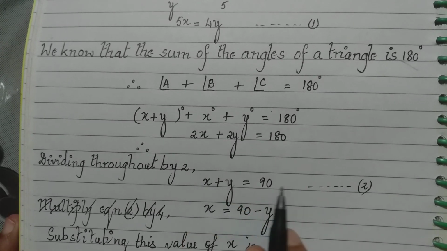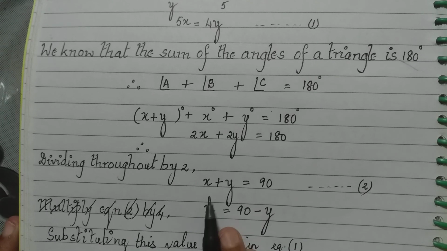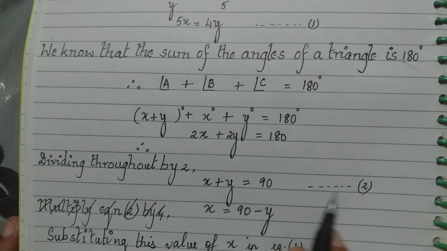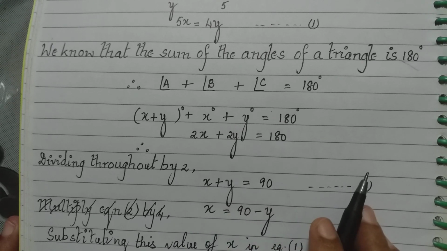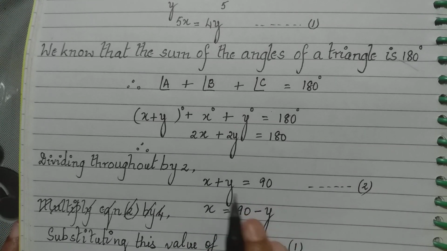Seeing the next one, the second equation, x plus y is 90. x we said is 40, y is 50. 40 plus 50 is 90. Therefore, the second equation is also satisfied. Therefore, the values of x and y that we get are right.